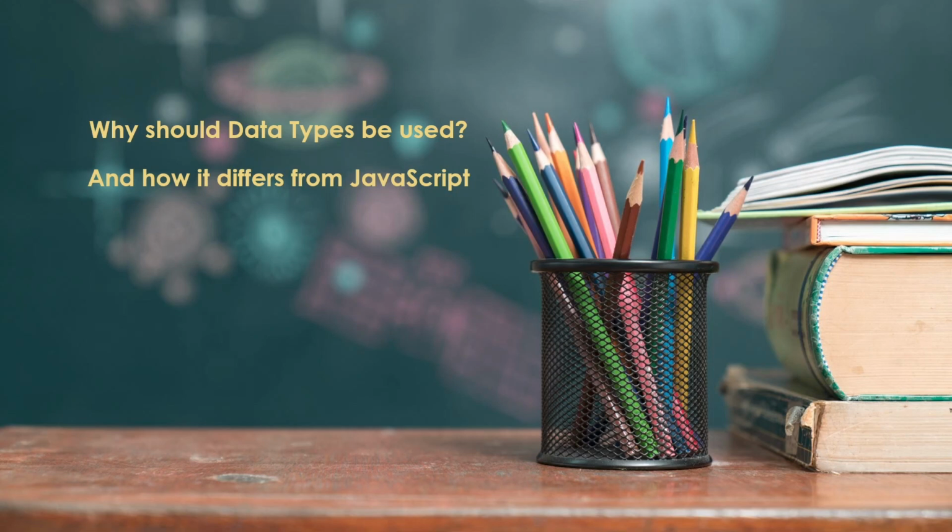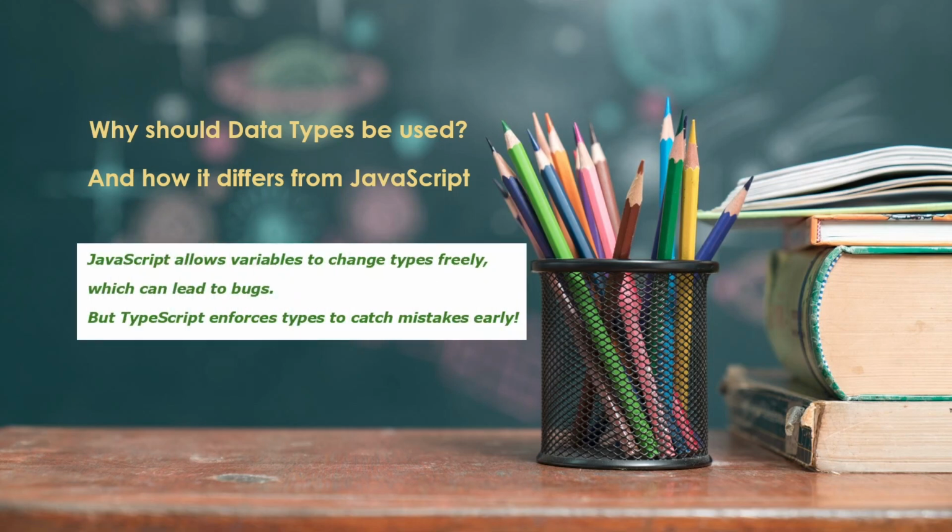Before that, what exactly is a data type? A variable is used to save some data, and when you want to restrict a particular type of data to be saved into a variable, you have to mention that by mentioning the data type. So using a data type is to tell what type of data is going to be saved into a variable. Now we will recap. JavaScript allows variables to change types freely. That can lead to bugs. But TypeScript enforces types to catch mistakes early. Let us see this difference by creating a variable in JavaScript and TypeScript.